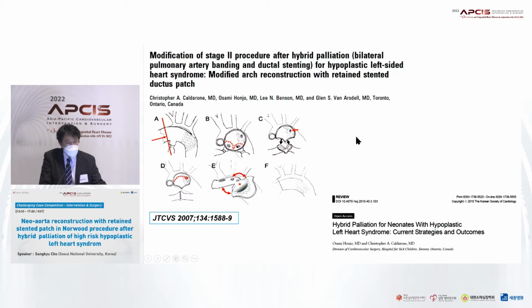This kind of hybrid procedure and modified arch reconstruction was already introduced from Toronto. They said that 4 to 6 months after ductal stenting, they could use the tissue without problems to suture, and this technique is beneficial to preserve the original geometry of the arch and widen the aortopulmonary space.